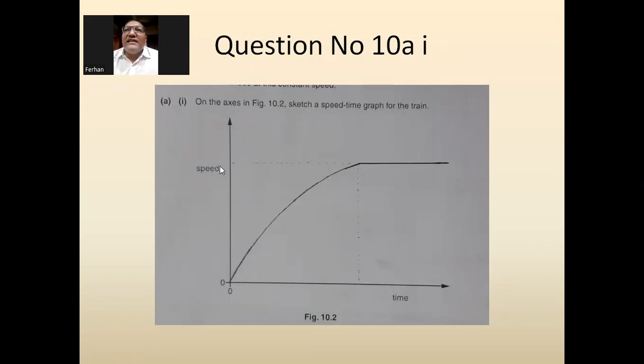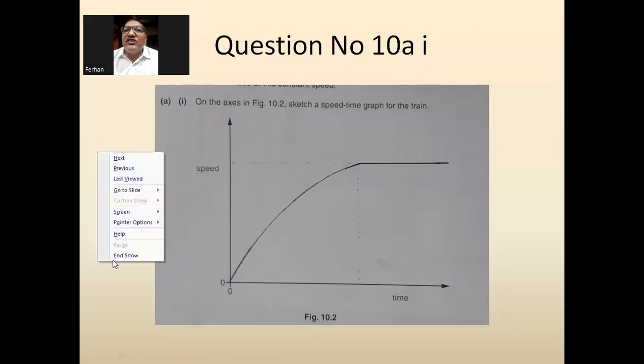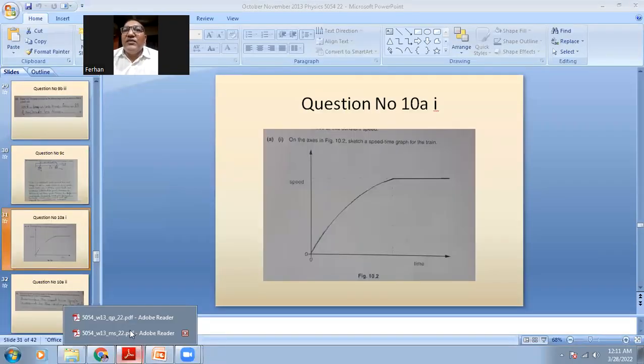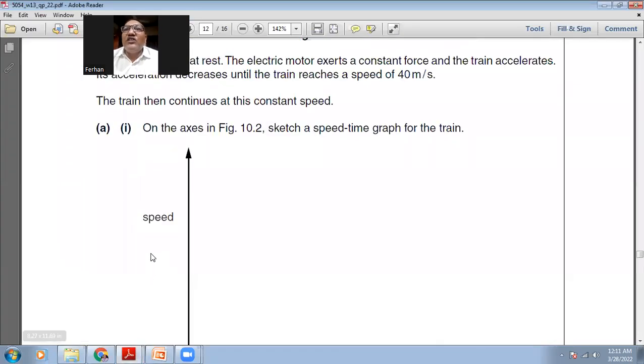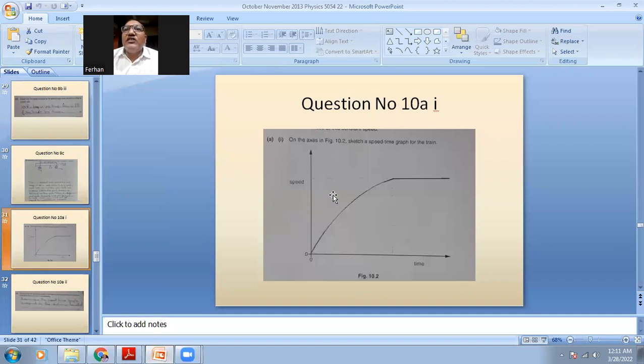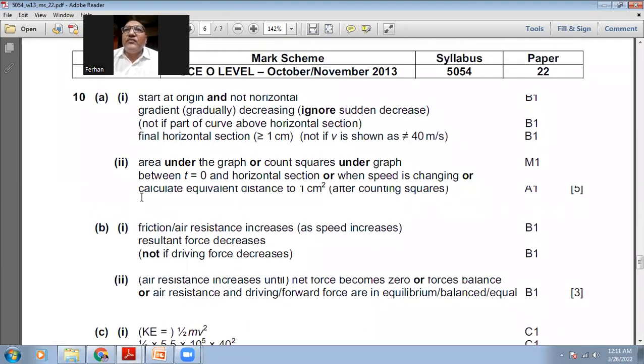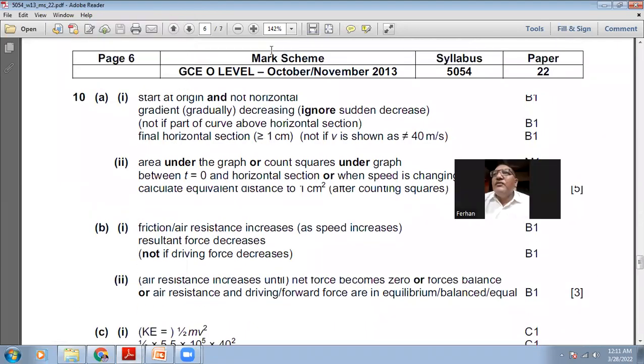Here you can write that speed. The speed was given to us and I have not mentioned it here. Here you can mention that speed because we know that speed. That speed was how much? 40 meters per second. So you can write here 40 meters per second. Hopefully you understand. So here we go.